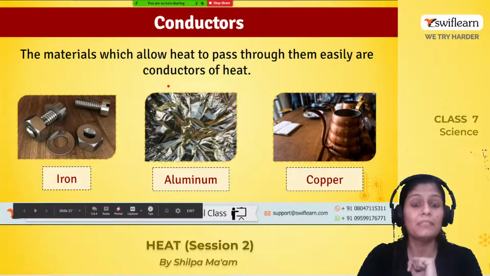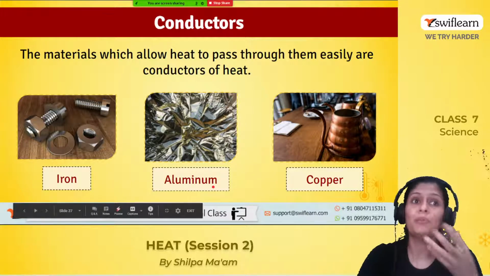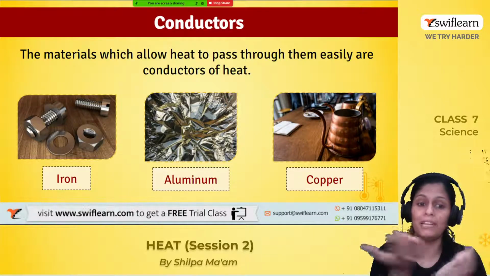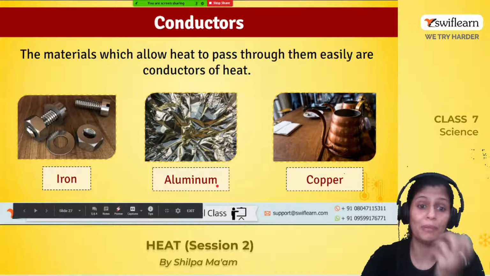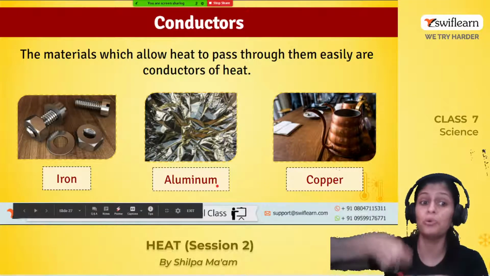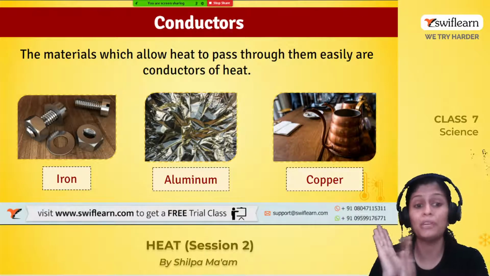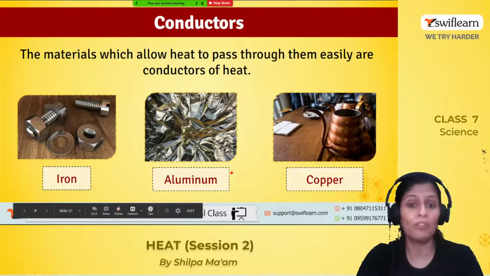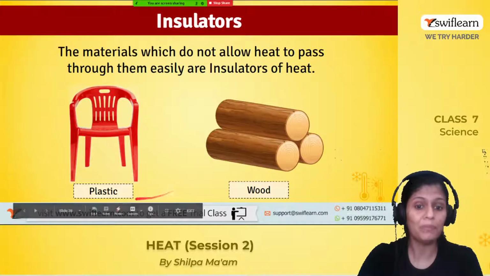Conductors are the materials which allow heat to pass through them easily, like iron, aluminium and copper. So you normally see that the utensils that we use in our kitchen have the bottom made of copper, but the handles are not made of copper, because if they were, you would not be able to hold the utensil when it is very hot. The heat is going to get transferred to your hand. That is why we prefer to use plastic or wood instead. Insulators are the materials which don't allow heat to pass through them, like plastic and wood.